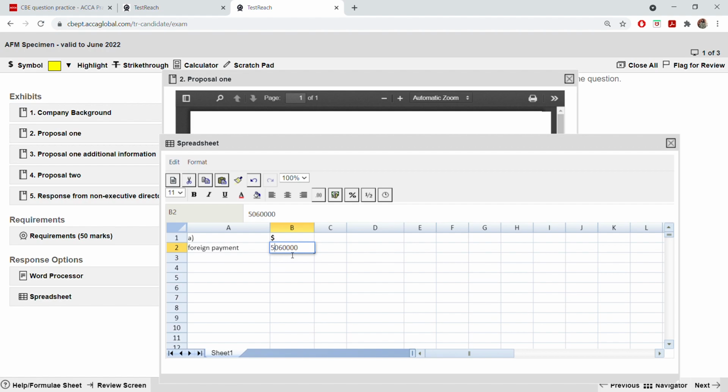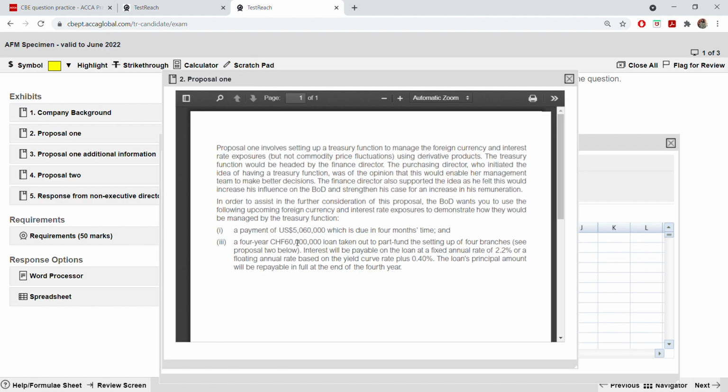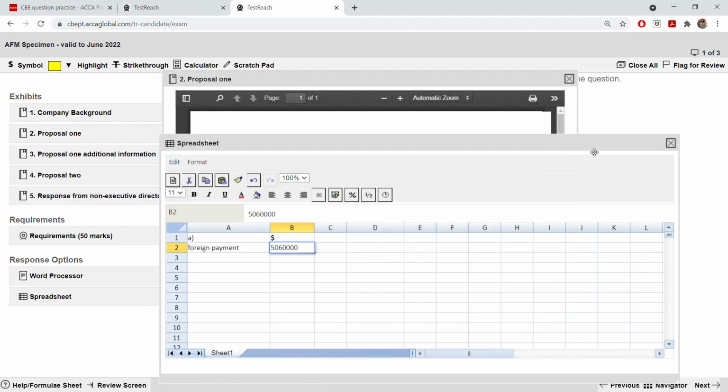So after 5, there should be 6 digits. Just check. Always double check your number of zeros, because sometimes you might put one number less or one number more. So always check. There are 4 zeros after 506. Now, you can start in any order, but forward is the easiest. So I'm going to use the forward.